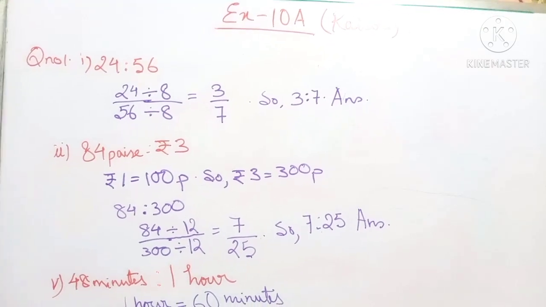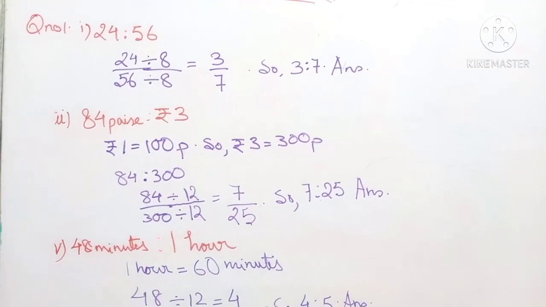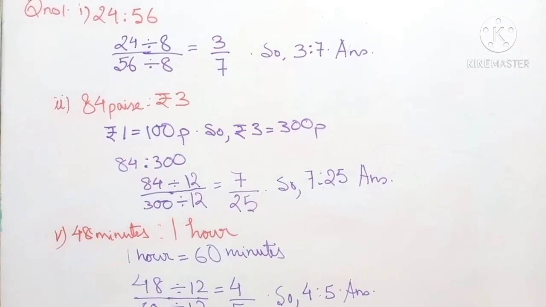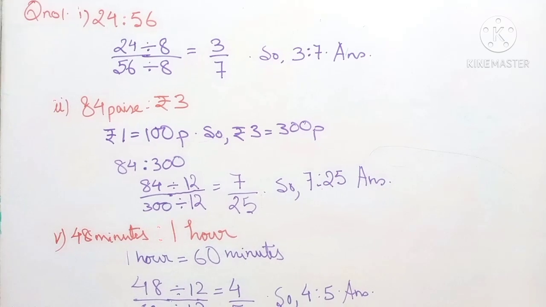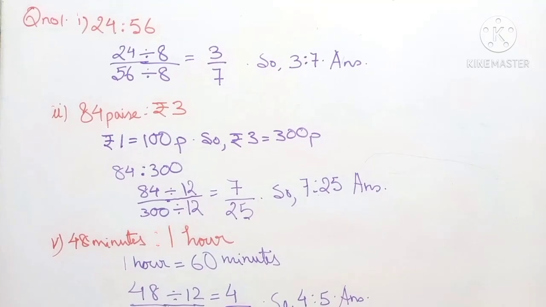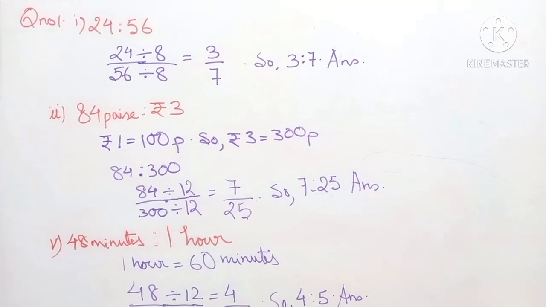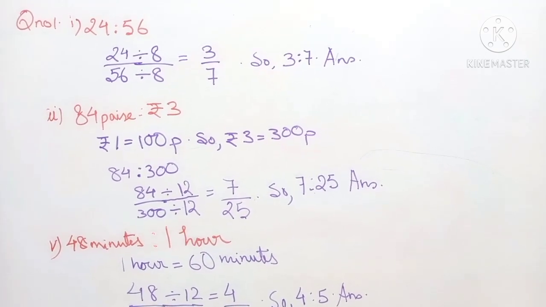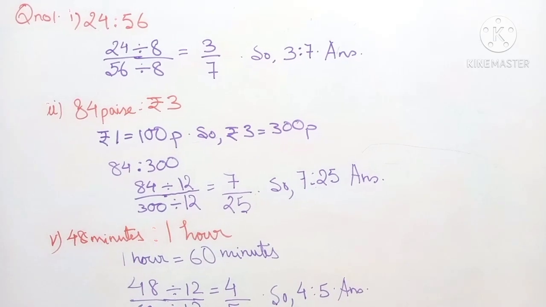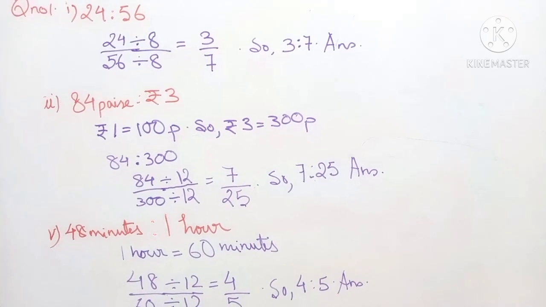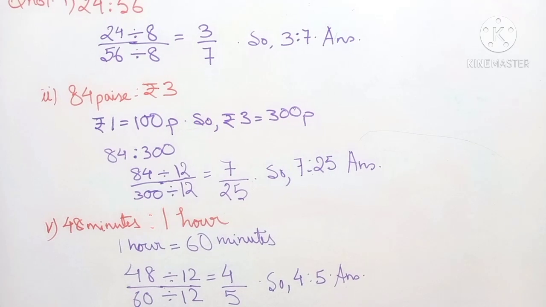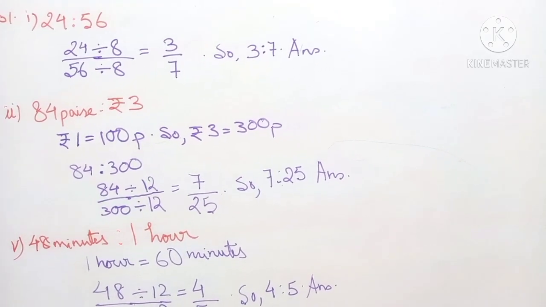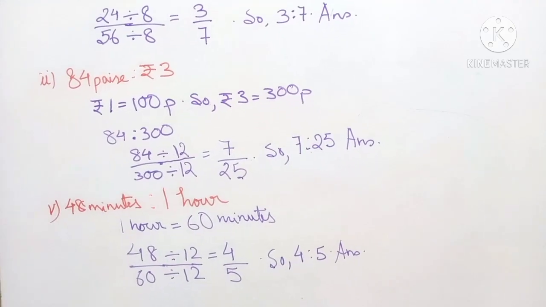The second question is 84 paise to rupees 3. Now we know that in a ratio, the quantities should be in the same unit. So we know that 1 rupee is 100 paise. That means 3 rupees is 300 paise. So we will write it as 84:300. Now 84 by 300, what is the HCF? The HCF is 12. So 84 is divided by 12 and 300 is divided by 12. What we get? We get 7 by 25. So 7:25 is our simplest form.